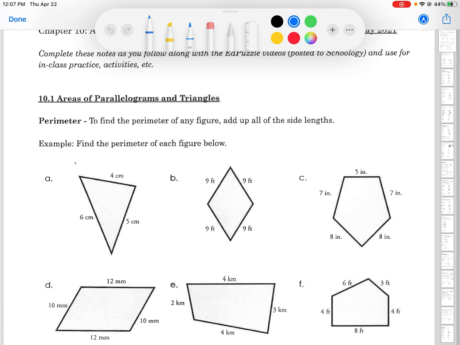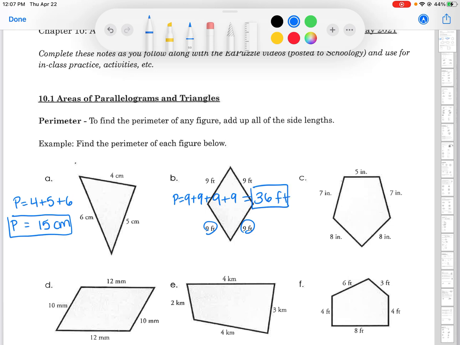So here we have a triangle with sides 4, 5, and 6. To find the perimeter, we're literally going to just add 4 plus 5 plus 6, and that's going to give me 15 centimeters. Perimeter is one-dimensional, so it's just centimeters. All right, for B, we have 9 plus 9 plus 9 plus 9, and that's going to give us 36 feet.